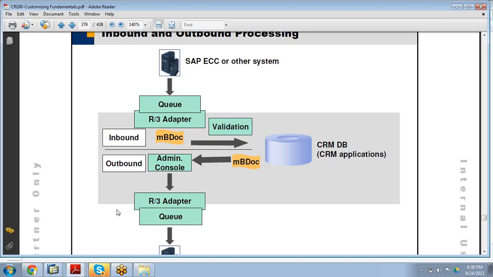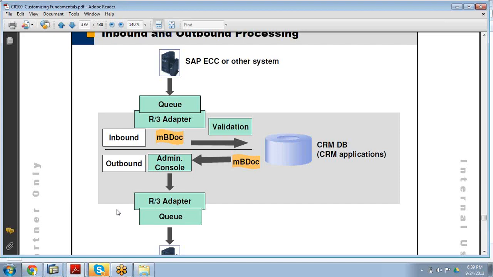There are two things we have to remember whenever you talk about inbound and outbound processing. Inbound means which comes into SAP. Remember, when something comes from outside the system, we have to validate because it is not in the SAP CRM format. But when it goes from my system to others, I don't need to validate, because this message in BDoc will be sent to an admin console.